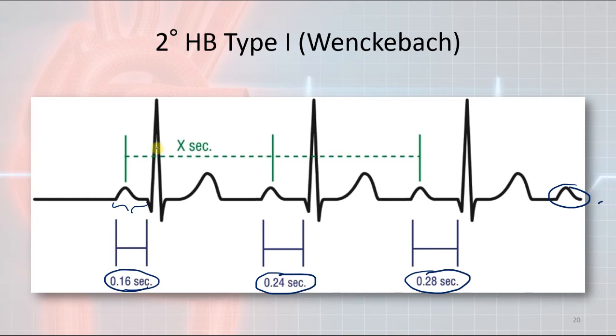What's interesting about this is that this is your P to P interval. Your P to P interval is going to march out every single time. The reason for that is because the SA node is still sending out the signal like it's supposed to. The problem is at the AV node, and it is not letting the signal through at the same rate. So your QRSs are going to be irregular. Your P to P interval, though, is going to be normal.